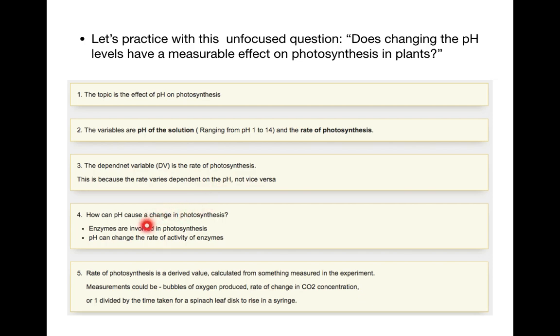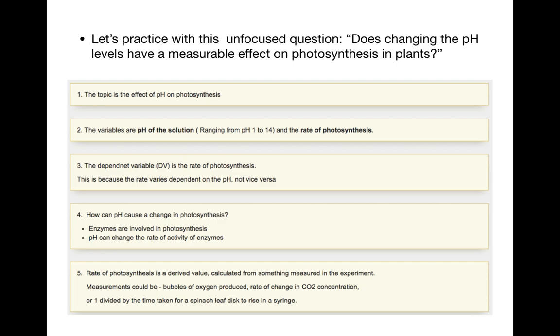Okay? How can pH cause a change in photosynthesis? So we're checking the science. Is there actually a theoretical relationship between these two variables? Yes, we know that enzymes are involved in photosynthesis and that pH can change the rate of activity of enzymes. We know that to be a fact from our lessons on photosynthesis, which is our last unit actually.